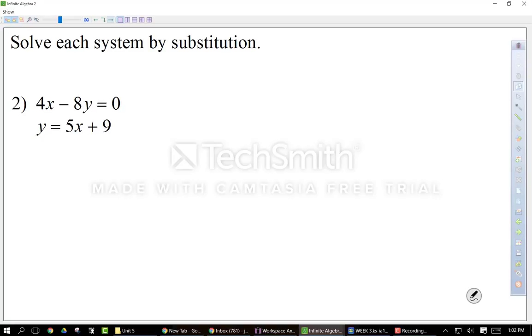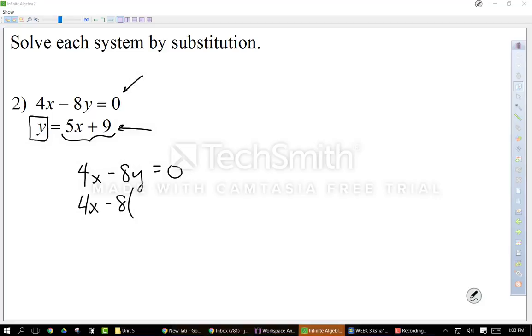Let's work on this example here. This is the last example in this video by substitution. If I look at this top equation, I don't have y equals. I have what looks to be standard form. This one here is in slope-intercept form, so that's good. I always want to start with the equation that y is equal to, because I know that this all equals y. So since 5x plus 9 is equal to y, I can take the top equation, take out the y, and put in what was equal to it. The bottom equation told me that this y is equal to 5x plus 9. So I'm taking it out, putting 5x plus 9 in.